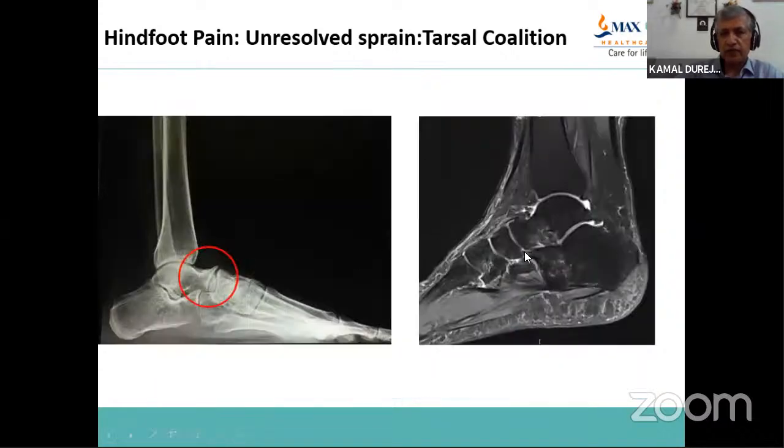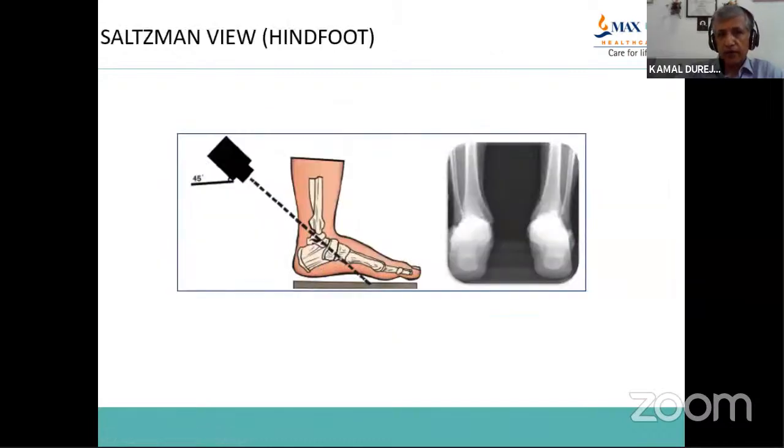a subtle kind of calcaneal tarsal coalition is better seen on an MRI in the form of edema in the region of the anterior process of the calcaneus and by this peaking of the talus at the talonavicular joint. Another important examination tool to understand whether in a standing position the heel is central, right under the tibia, or is it in varus or valgus, is a Saltzman view in standing position. So this more or less summarizes what all we need to see in the hind foot.